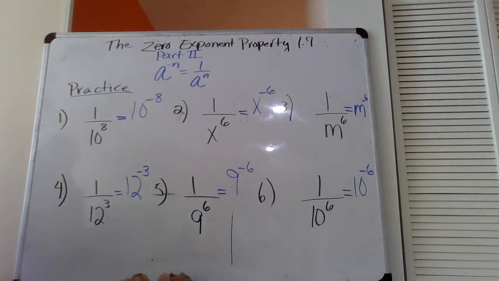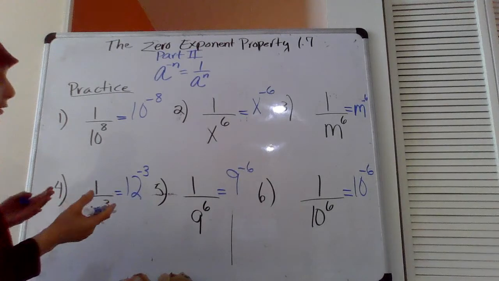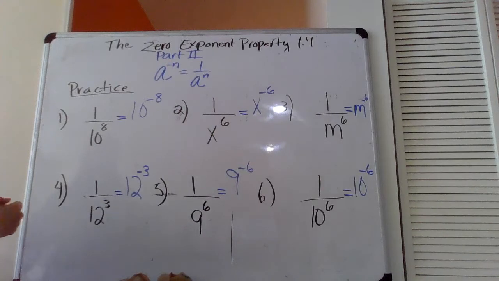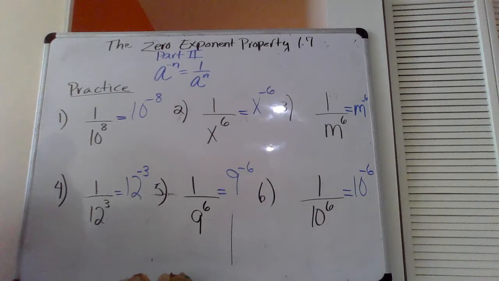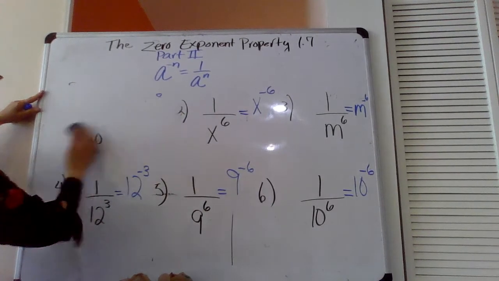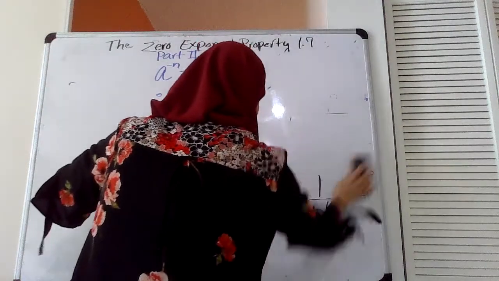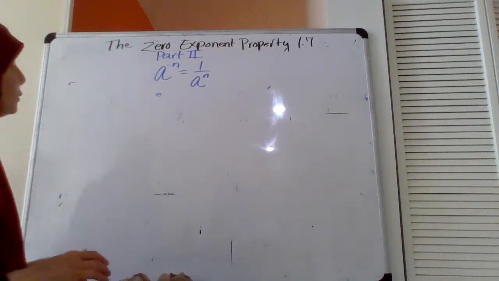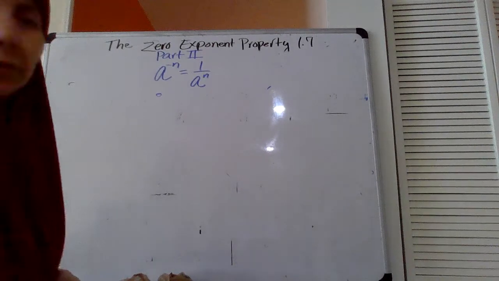So you should be able to write the expression going in both directions. You can go from here to here and here to here because they are equivalent. This concludes part 2 of the zero exponent property 1.7.